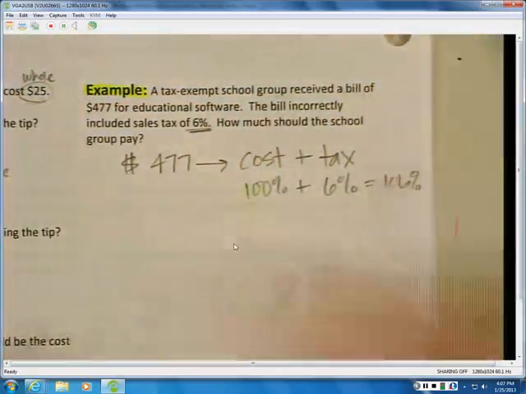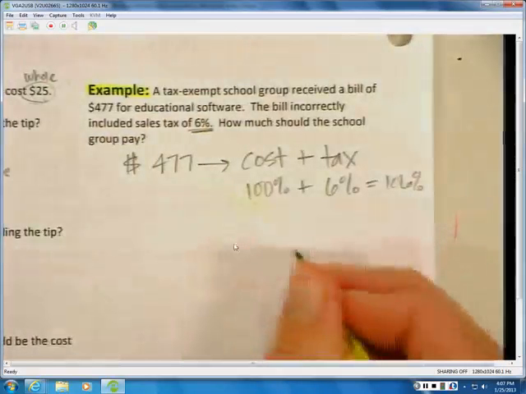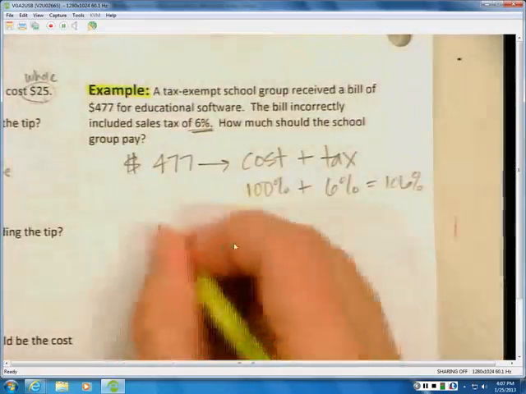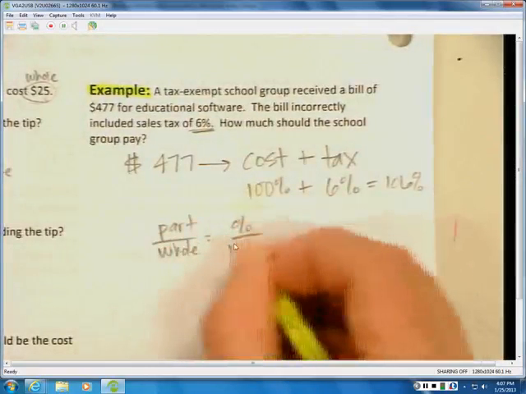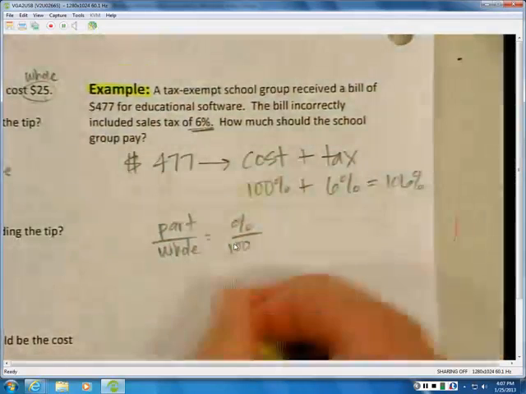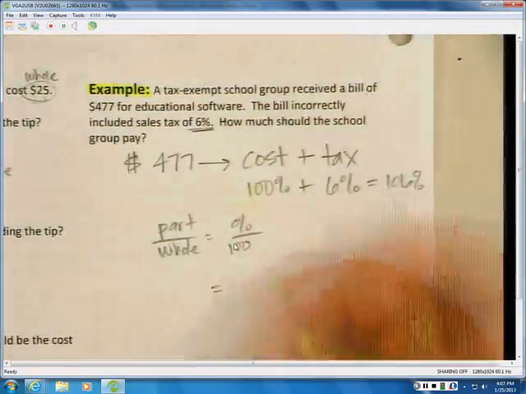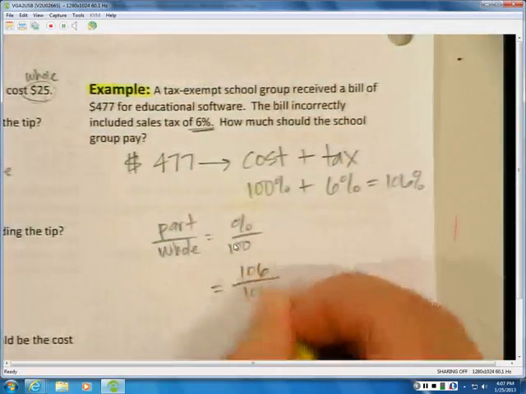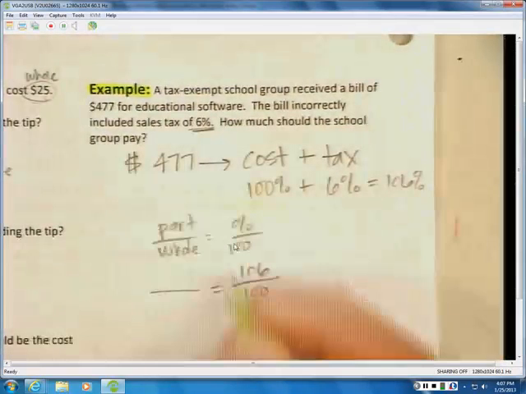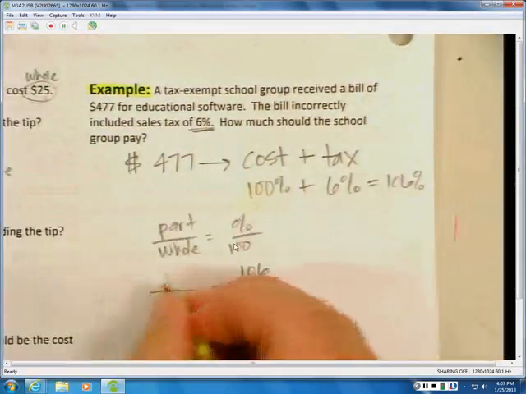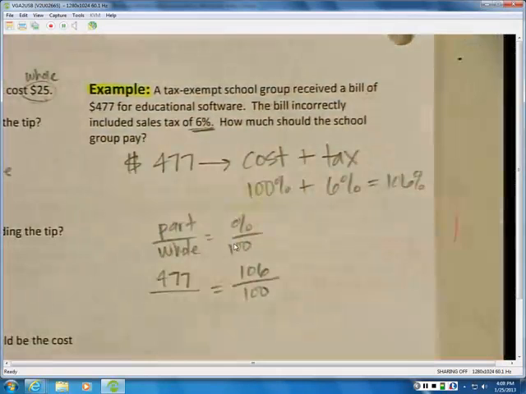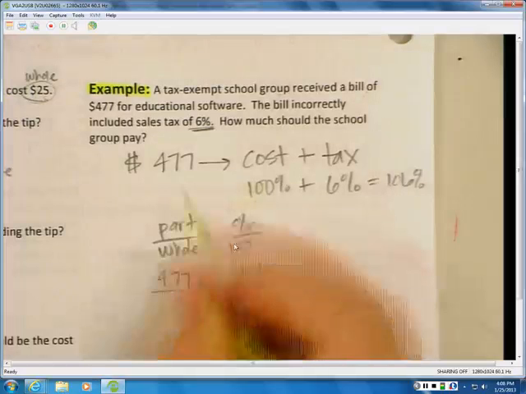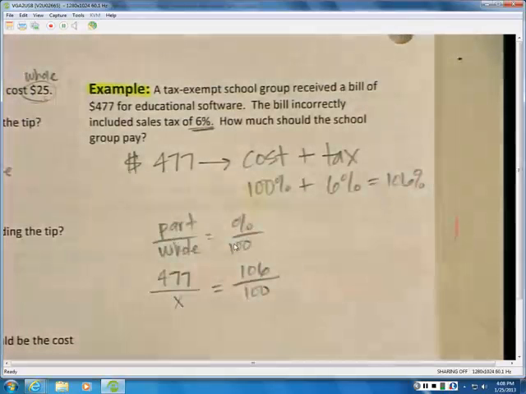So when we set up our proportion in this case, we have part over whole equals percent over 100. And the percent is the 106, the overpayment out of 100. The 477 represents the part that was paid. Now this is a little bit backwards, but they paid more than they should have. They paid a larger part than they should have. So what we're trying to find is what the whole thing should have been. How much should they have paid?